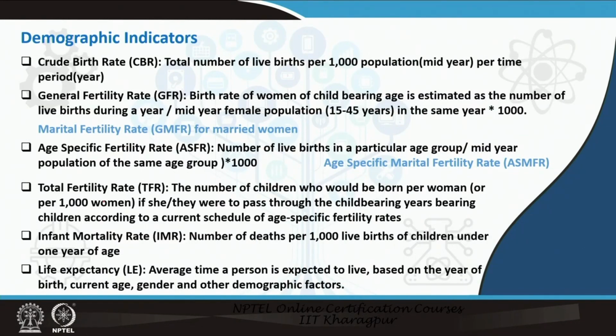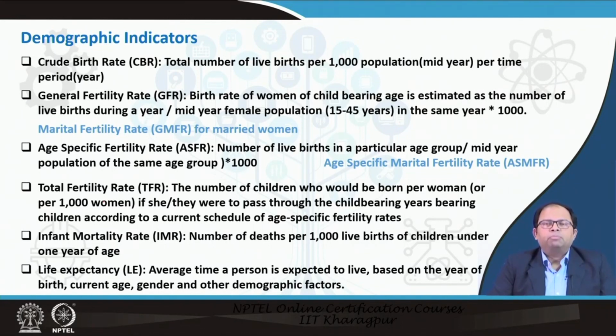First, we will discuss some demographic indicators, and these indicators are ways to define different aspects of demography. For example, the crude birth rate or CBR is defined as the total number of live births per 1,000 population per time period. Now, this time period could be a decade, or a particular year, or as per the particular study that we are undertaking.